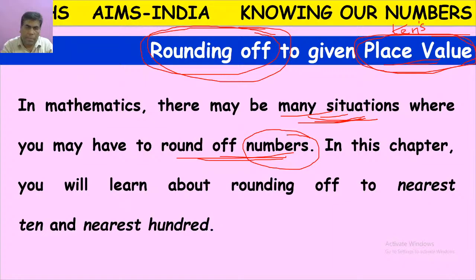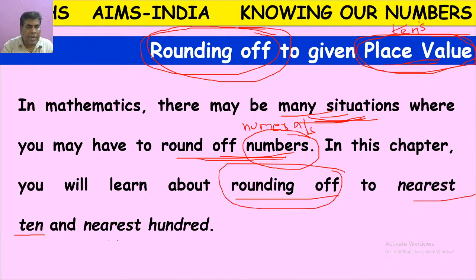What is another name for numbers? We call it a numeral. Numbers are numerals. So in this chapter, we will learn rounding off to the nearest 10 and the nearest 100. Here we are going to learn how to round off to the nearest 10 or how to round off to the nearest 100. Particularly these two topics we are going to cover.